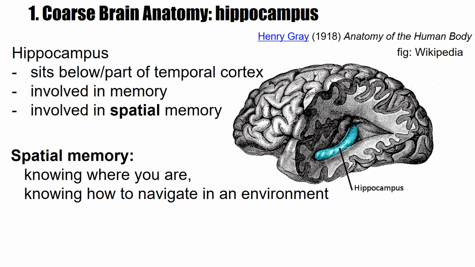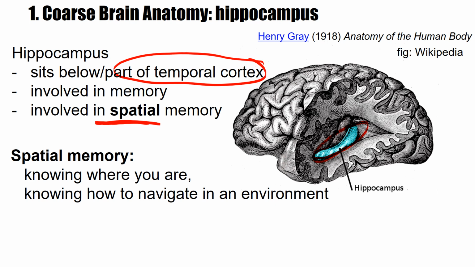Now let's go again below the cortex. There are other areas, and let's go below the cortical surface. There are other areas, and down here sits the hippocampus. Now the hippocampus is part of temporal cortex and sits below it. It is involved in memory. In particular, for us, it's involved in spatial memory.